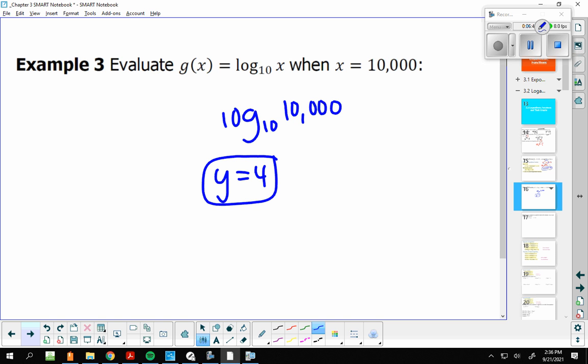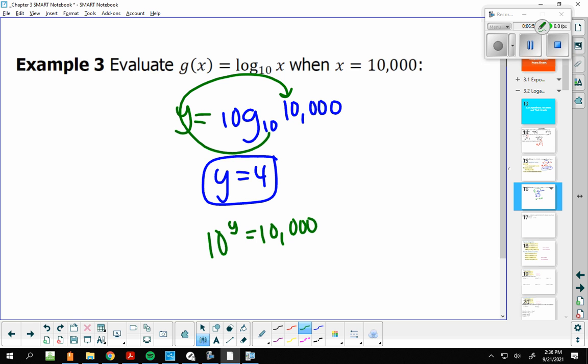Now, if you wanted to think of this as swirling, you could. G of x is really y, so you could swirl it and say 10 to what power equals 10,000? Well, because there's 4 zeros, it's going to be 10 to the fourth power, so y would equal 4. It's the same thing, we just didn't write it out, but we were asking ourselves the same question. 10 to what power is 10,000?